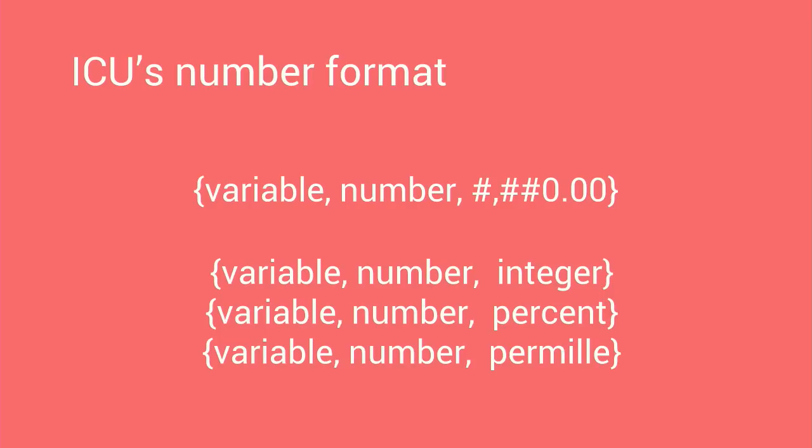It starts with curly brackets, and then, within the curly brackets, we pass in a variable of type number. The second argument is the type of formatting, which is number. And for the third argument, we have a couple of options. In the first example, we have something called a decimal pattern, and you can see it's written with squares and zeros there.